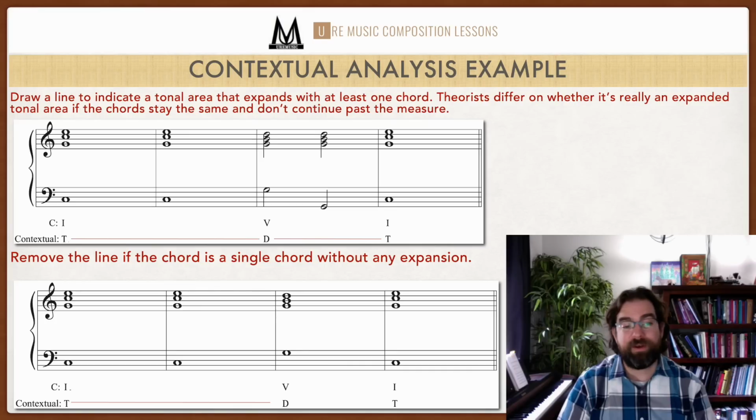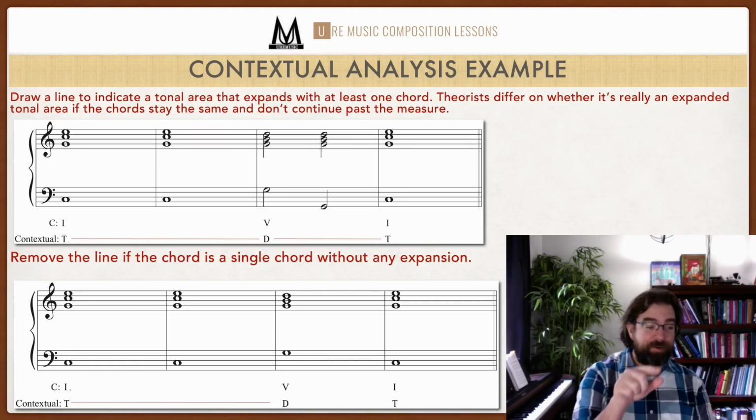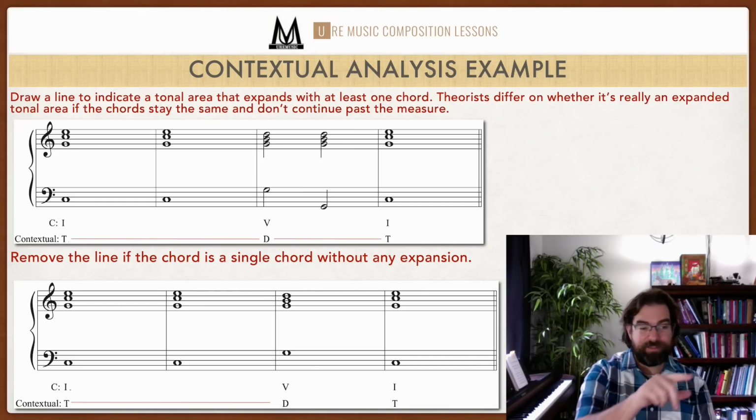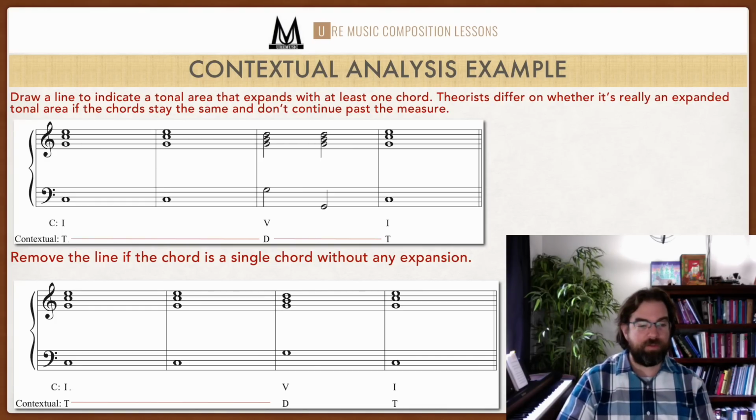So you see the 1, 5, 1 Roman numerals. Underneath that, I've also identified these as tonal areas as part of the phrase model. So I put a T under that first chord that starts the phrase. I then draw a line all the way over. I'm going to use my highlighter. This line goes all the way over to the dominant area.